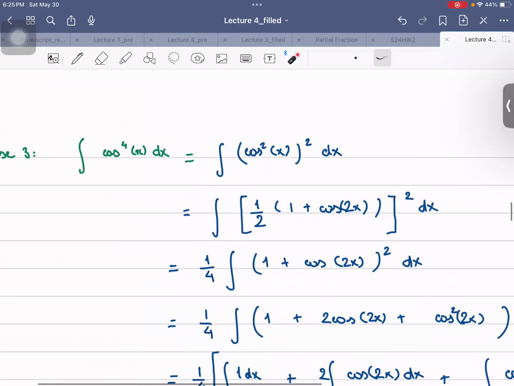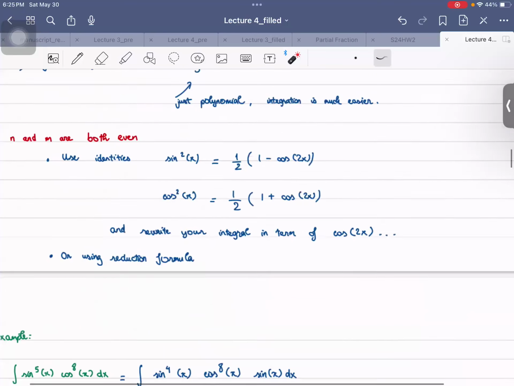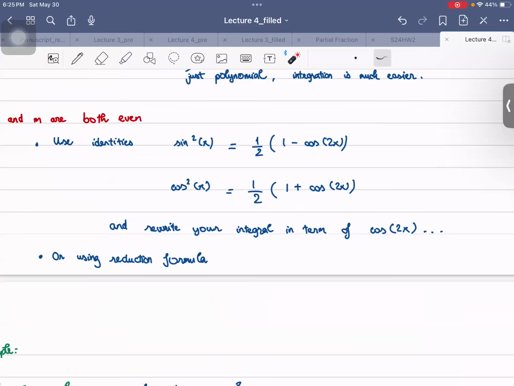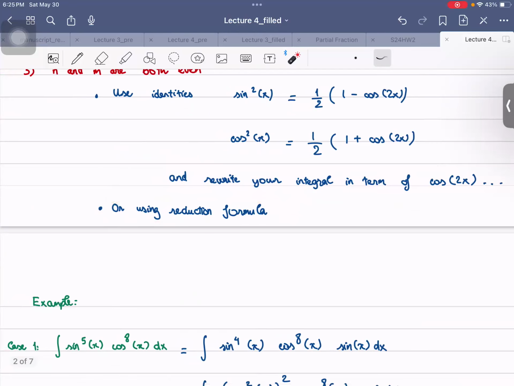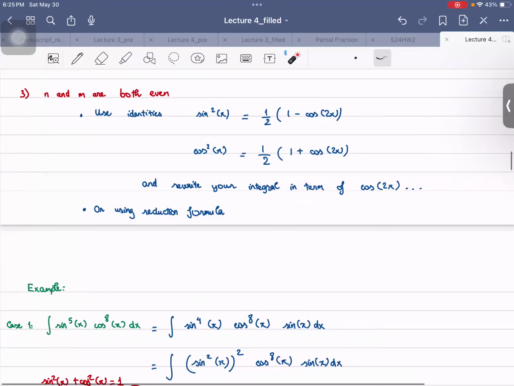In this case, the technique to deal with this is to use trig identities, or you can use the reduction formula. There are two ways. You can use identities to simplify your function, or you can use the reduction formula to help you compute the integral directly. Let me try with the first case, where you use some trig identity.